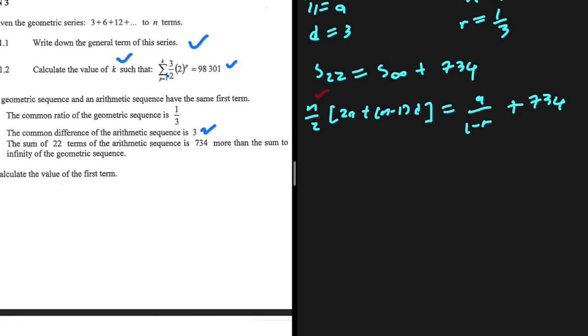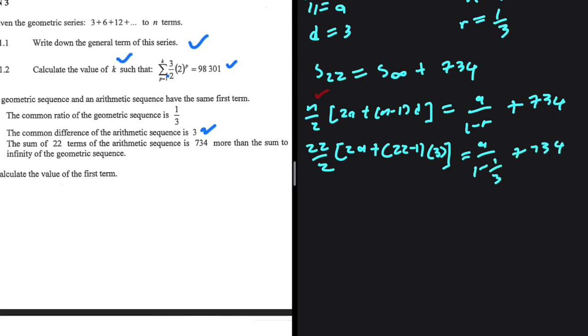n is equal to 22. So we're going to have 22 divided by 2 multiplied by 2a, plus n minus 1, so 22 minus 1, multiplied by d, which is 3. This is equal to a divided by 1 minus 1 divided by 3, plus 734. Okay, we have to solve this now. So we're going to have 11 multiplied by 2a. Then 22 minus 1 is 21, so 21 multiplied by 3, that is 63. So 2a plus 63 is equal to a divided by, what is 1 minus 1 divided by 3? That is 2 divided by 3.